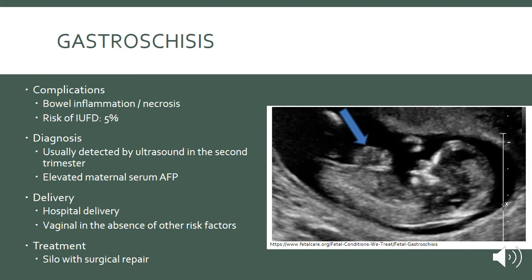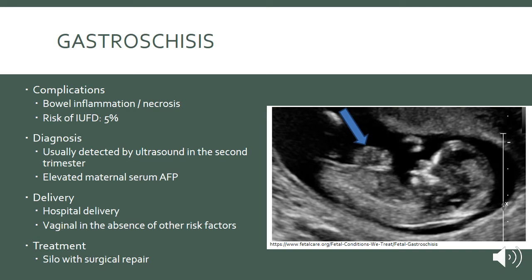Now, you can see this in the first trimester too, but that's tricky because there is actually normal physiologic herniation of the gut outside of the baby's body in the first trimester. And it is easy to confuse the two if you don't know what you're looking for. So this is primarily diagnosed in the second trimester.